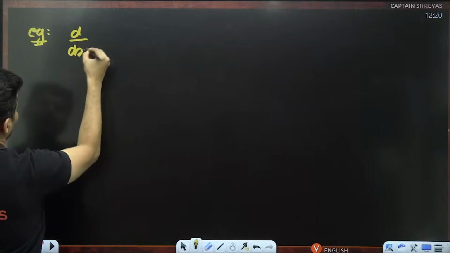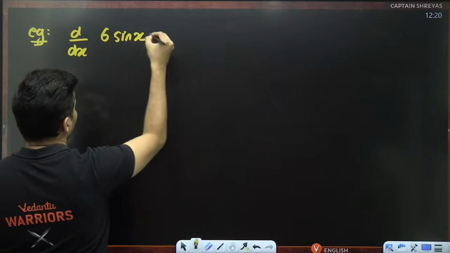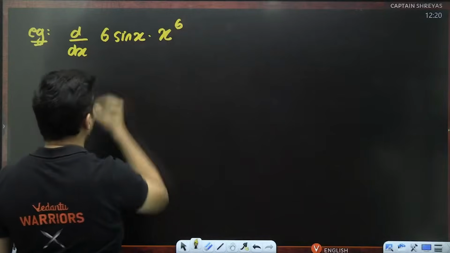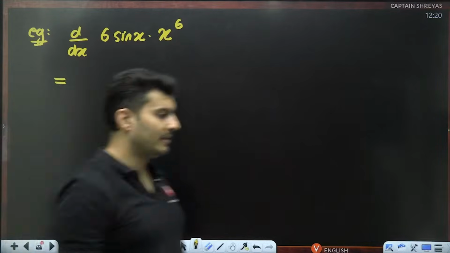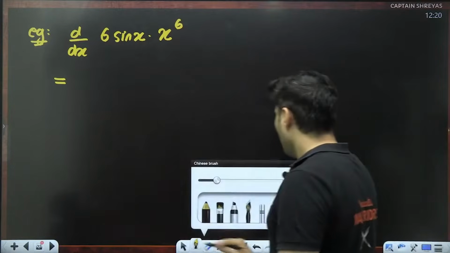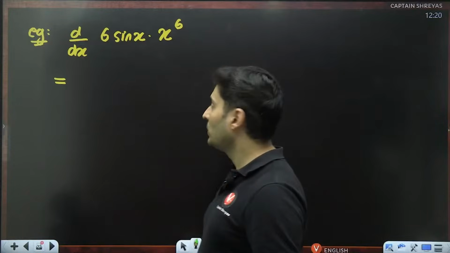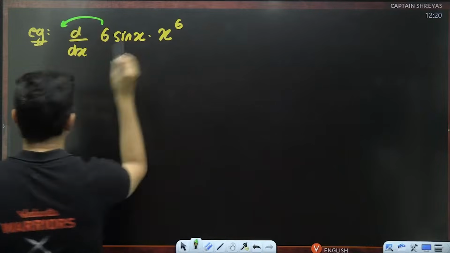Find the derivative of 6 sine x into x raised to 6. Okay, just try to find the derivative of 6 sine x into x raised to 6. You can see there are two functions being multiplied with each other. So you have to use the product rule. Also, you see one constant outside, bring that constant outside and do the rest of the things.